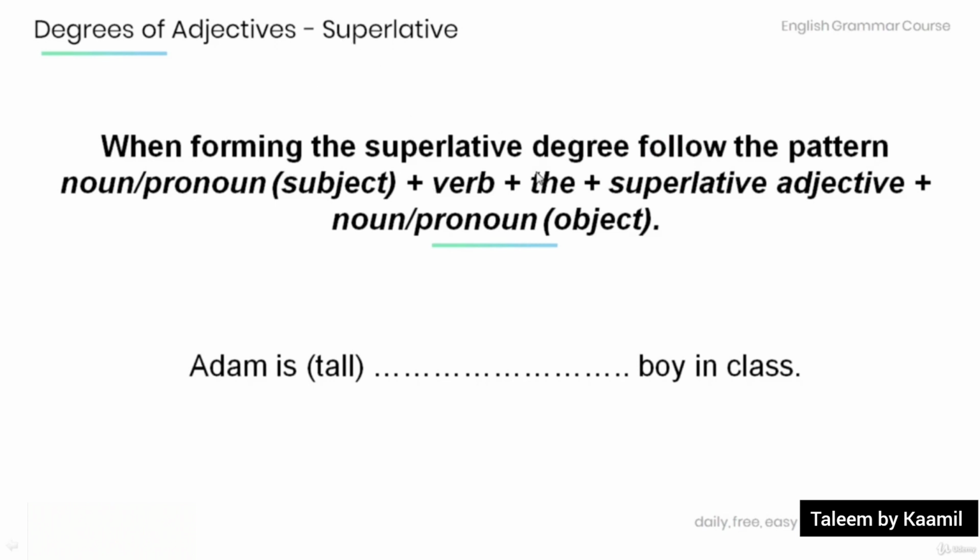Remember that when forming the superlative degree, follow the pattern, noun or pronoun as the subject of the sentence, plus verb, plus the, plus superlative adjective, plus noun or pronoun as the object of the sentence. Now read the following sentence and provide the superlative form of the adjective in the bracket. Adam is tall, boy in class. Adam is the tallest boy in class.